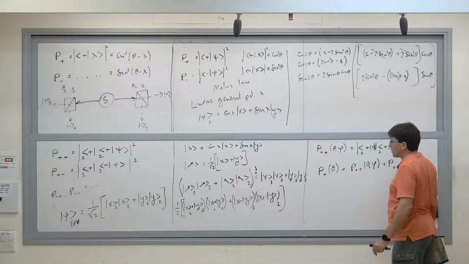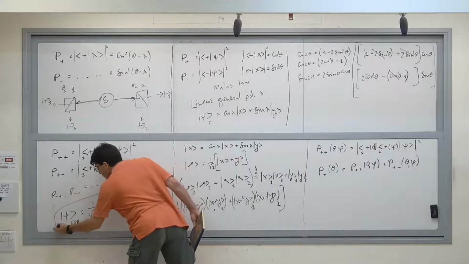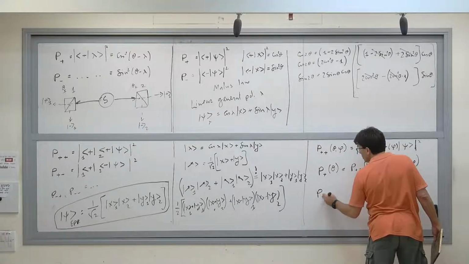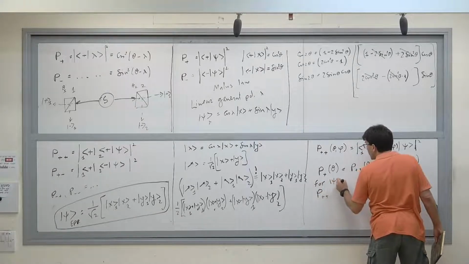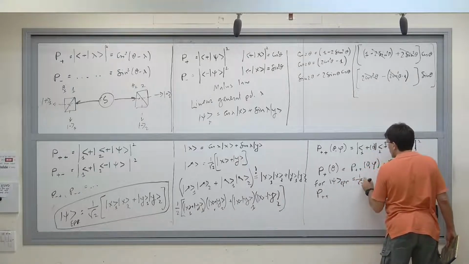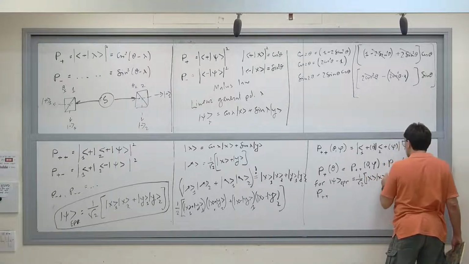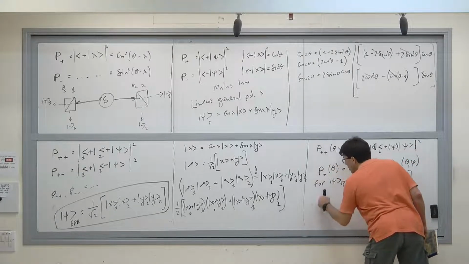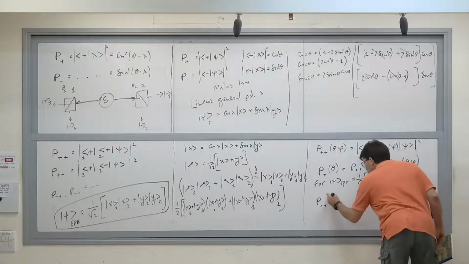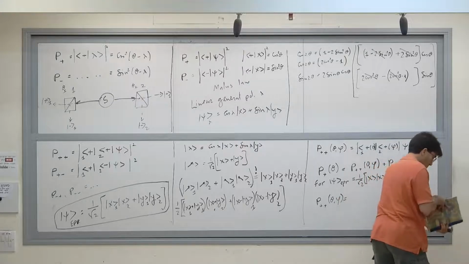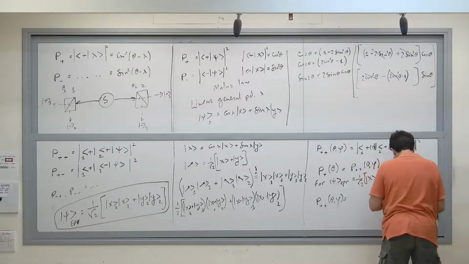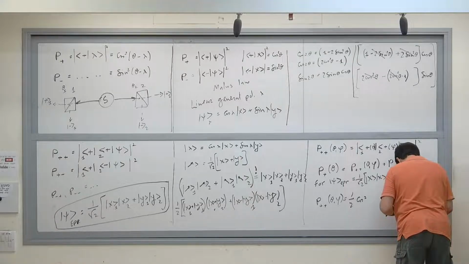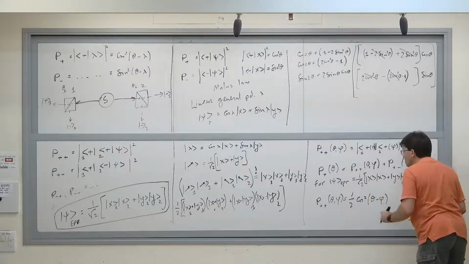And now I want you to convince yourself that given this psi, the EPR psi, which was 1 over square root of 2 of x plus y, for this one, we will get P plus plus, it depends on two angles, theta and phi. It will be then just half cosine squared of theta minus phi.